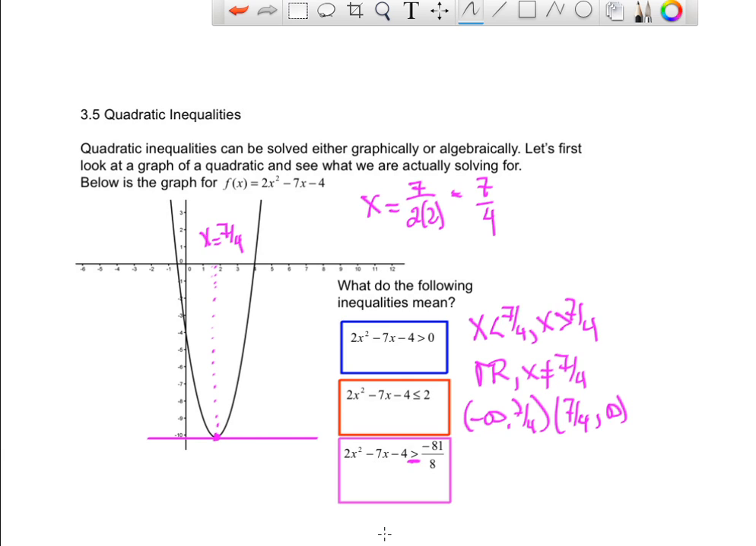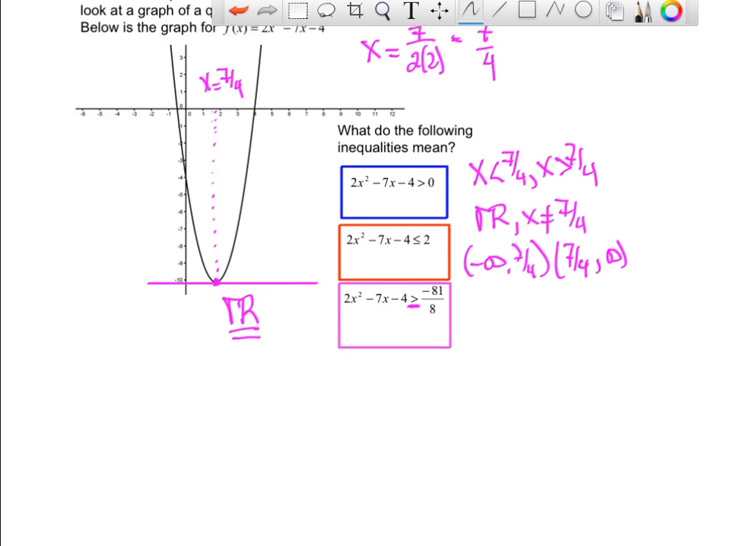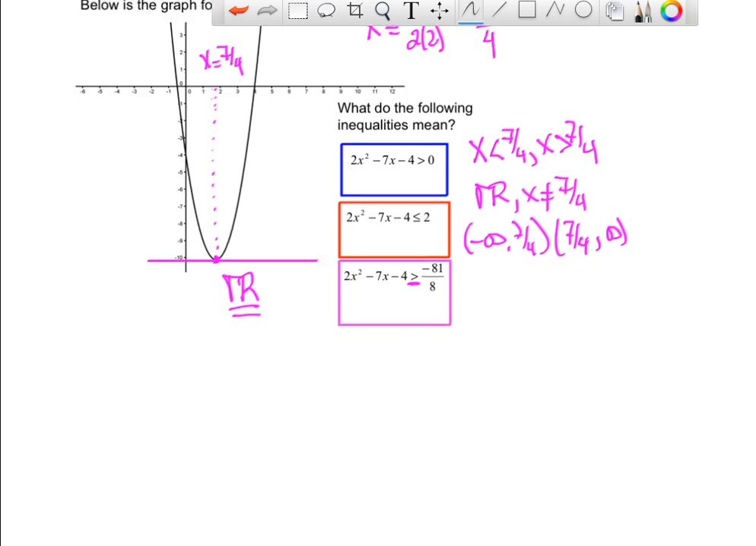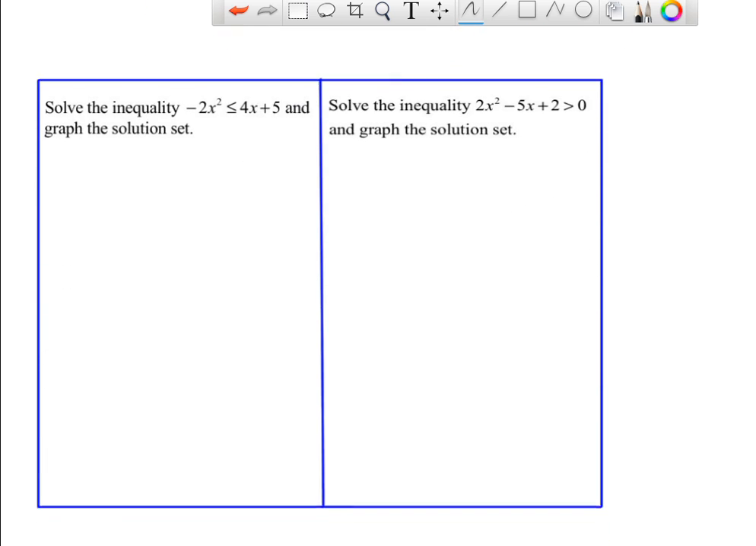Now if I included it this way, if I said greater than or equal to, then you'd have to say, well, that's true for all real numbers, because it's always above or equal to negative 81/8. Okay, most of the time you're going to solve these algebraically though. Okay, so let's see what we have here.